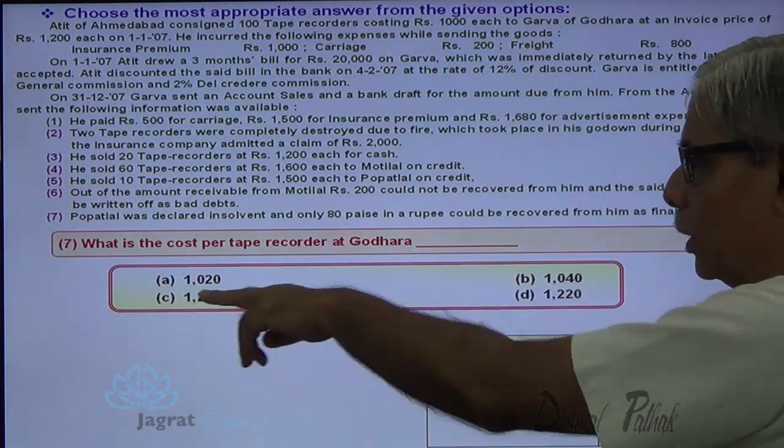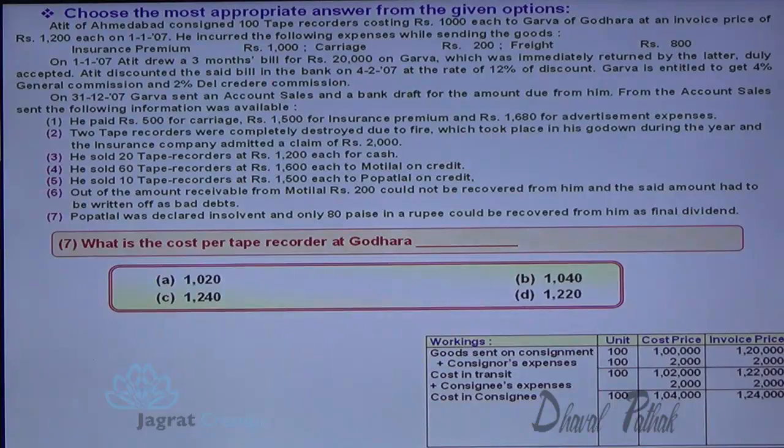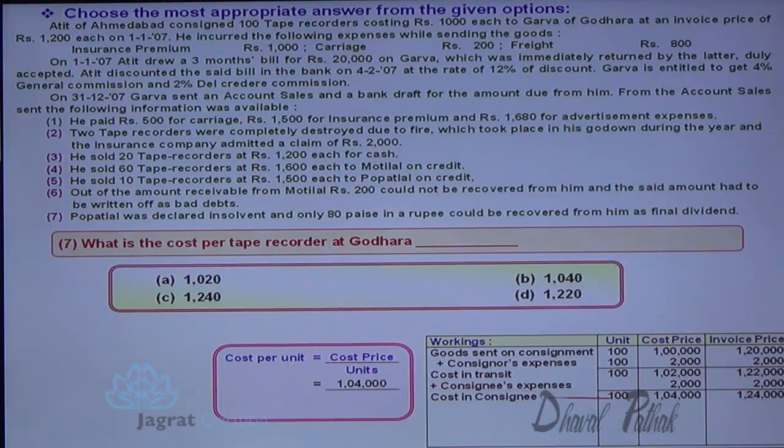1020, 1040, 1240, 1220. Now to find out the cost price per unit, the cost of 1,04,000 will be divided by 100 units. So you will get 1040 as the cost per unit, cost per tape recorder, which is available to the consignee for the purpose of selling. So 1040 is the cost per unit at the consignee's destination, that is Godhra. So 1040 is the correct answer. Next.